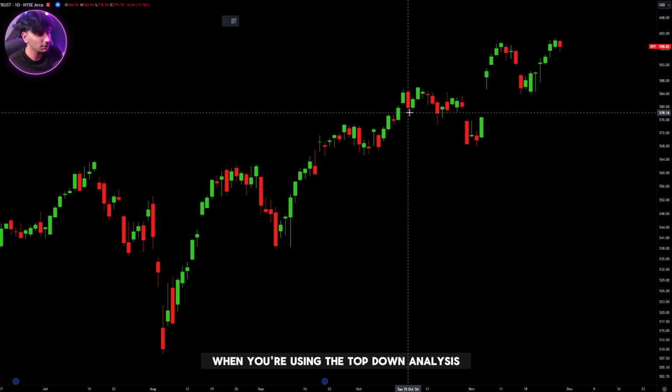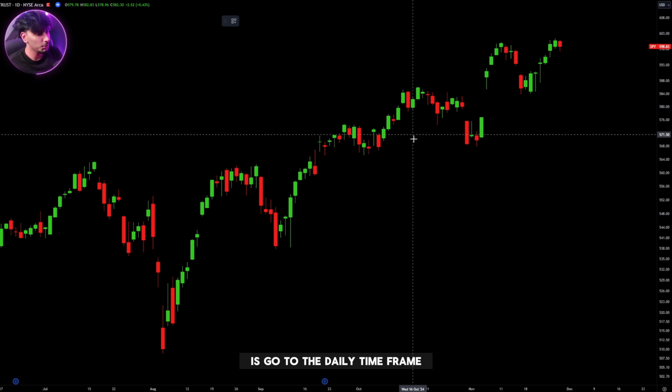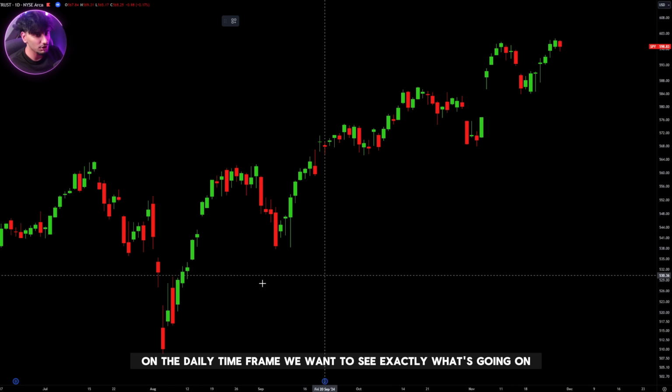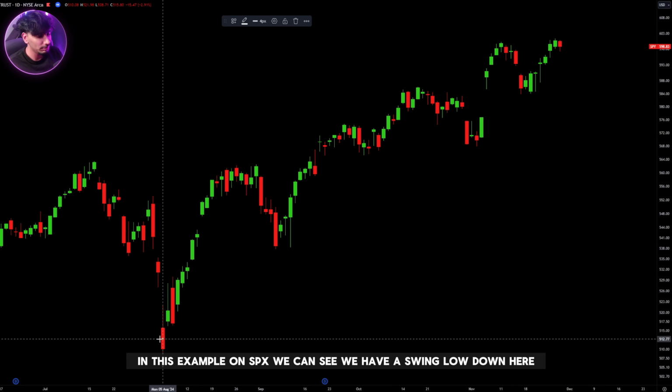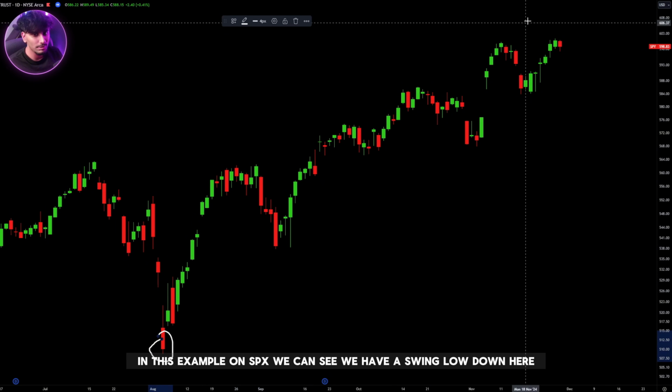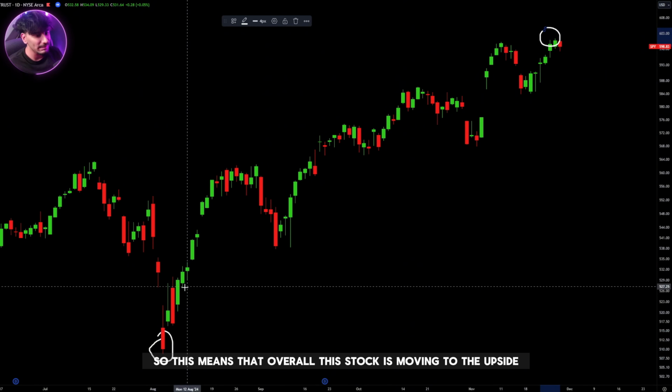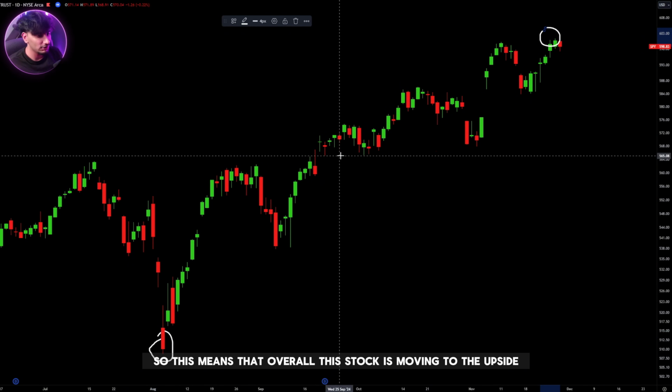In this example, the first thing you want to do when you're using the top-down analysis is go to the daily time frame. On the daily time frame, we want to see exactly what's going on. On SPY, we can see we have a swing low down here, and then we have a swing high up here. So this means that overall, this stock is moving to the upside.